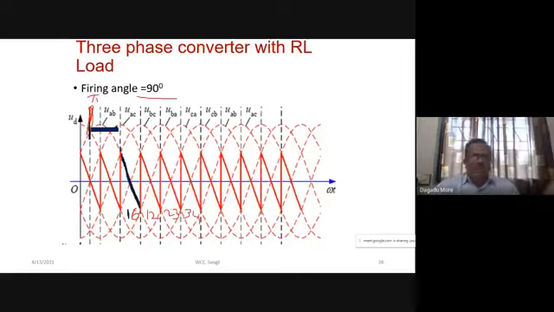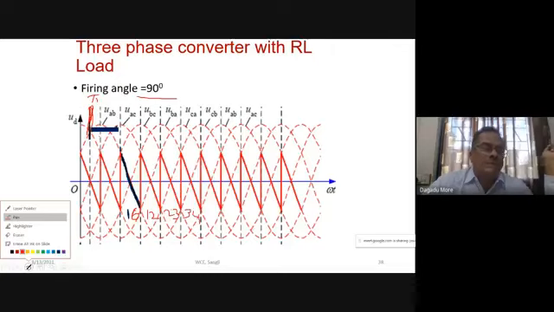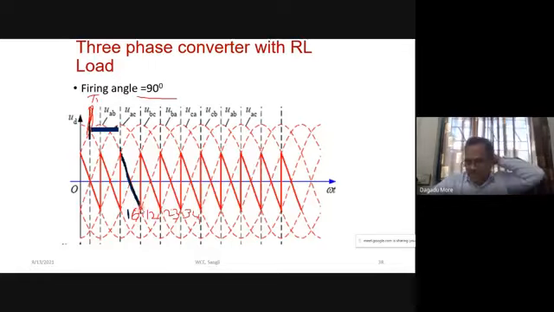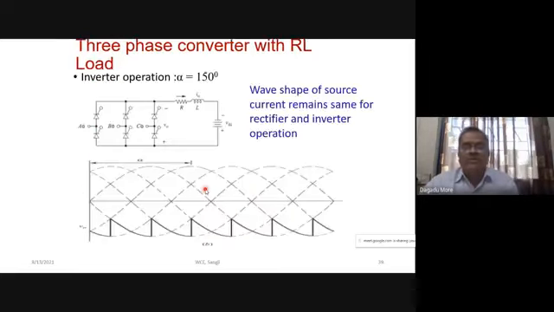So we have seen that earlier, for alpha equal to 30 degrees, the conduction started from here to here. Now for alpha equal to 90 degrees, this will be the conduction. But the conduction period remains the same. It means the nature of the current waveform remains the same, but it shifts with respect to voltage. We say that when alpha changes, the wave shape of current remains the same. Now let us go for alpha equal to 150 degrees.